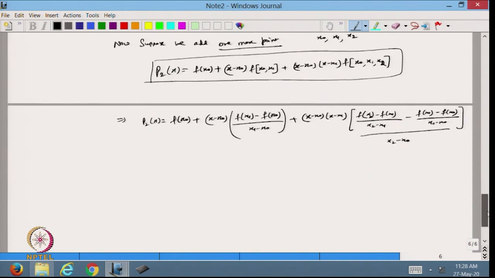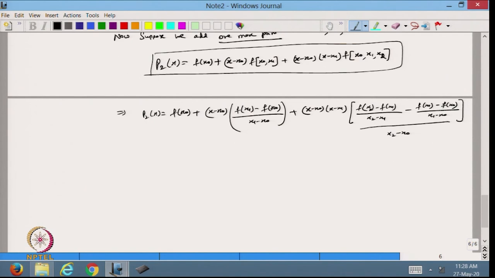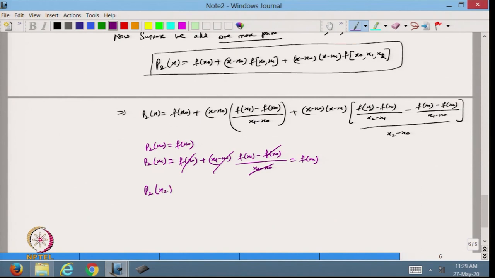Now, if I put x equal to x0, this will be all 0, I will get f(x0). So p2 at x0 will be f(x0). Now, p2 at x1, so this will be f at x0. So x1 is here, so all these terms will be 0. So this will be (x1 minus x0) times the divided difference over (x1 minus x0). So this will cancel out. So this will be equal to f(x1). Similarly, I can write p2(x2).